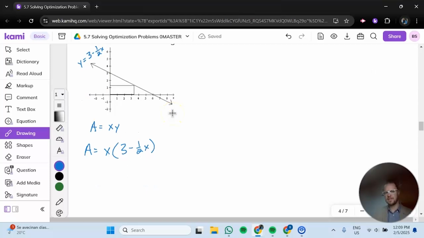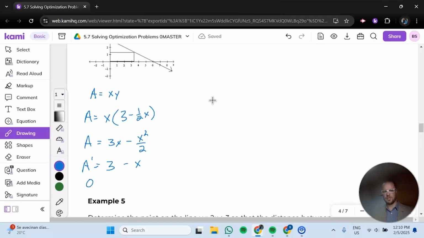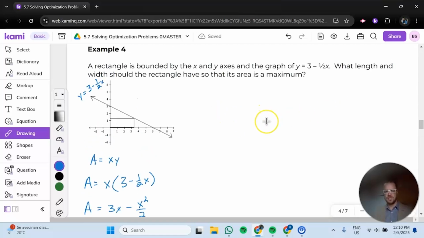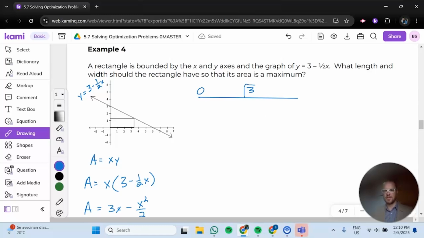Then we can simplify that by distributing it, and so our area is going to be 3x minus x squared over 2. Then from there, I can take my derivative, which will be 3 minus x, because the 2 will come down and cancel with the 2 underneath there. When I set that equal to 0 for our critical point and pass that x over, I get simply that x is equal to 3. All right, so let's do sign analysis and make sure that that is true. So we've got 0, we've got our 3 in here.